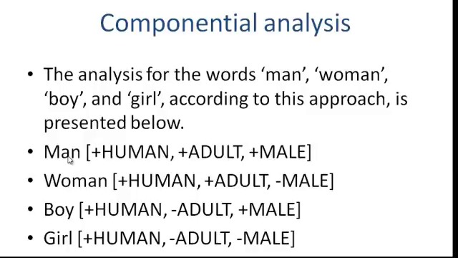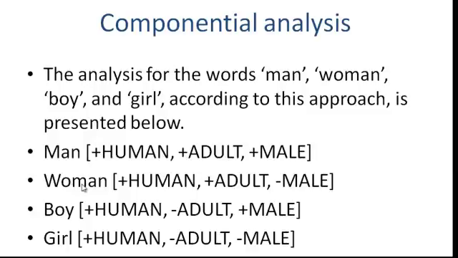When you have a word such as man, man is a human. Man is an adult, and also man is a male. So using the plus and minus signs that we've talked about, because we're saying that man is a human, we use a plus sign. So plus human, and man is an adult, plus adult, and man is a male, then plus male.